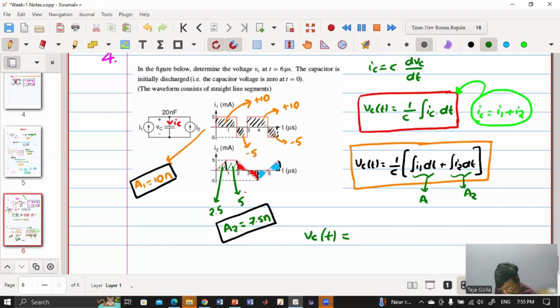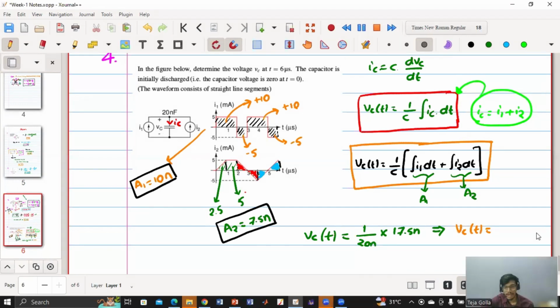So C is what? 20 nano, and A1 plus A2 is what? 17.5 nano. So now can you tell me what is the value of VC? Okay, I'll explain again. Let this meeting end, I'll explain again. Can someone calculate and tell me what is the value of VC? Sir, it will be 17.5 milli, right, sir? No, no, because 10 power minus 3 by 10 power minus 6. No. Okay. So yeah, again we got a question here.